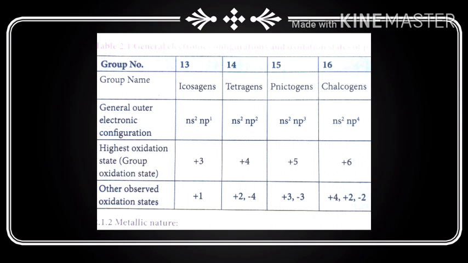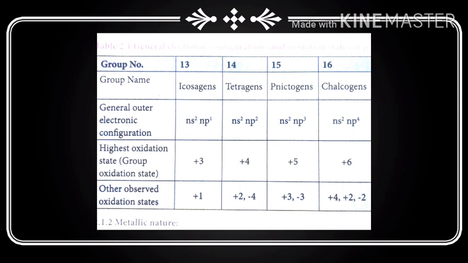So the electronic configuration is ns2 np1. So it contains 3 electrons in the outermost shell. Therefore, the highest oxidation state of that group is +3. So +3 is the common oxidation state for that group. And one more oxidation state is mentioned, the other observed oxidation state, which is +1.